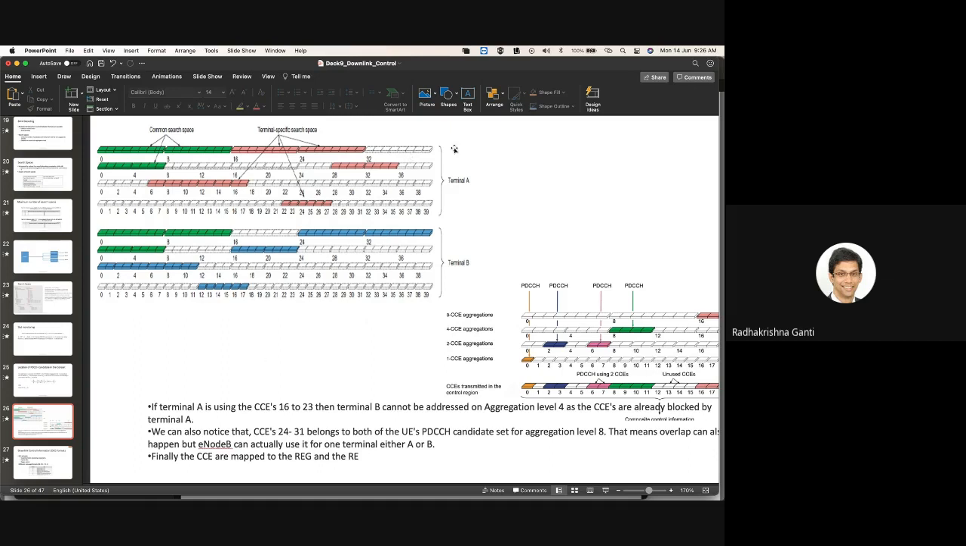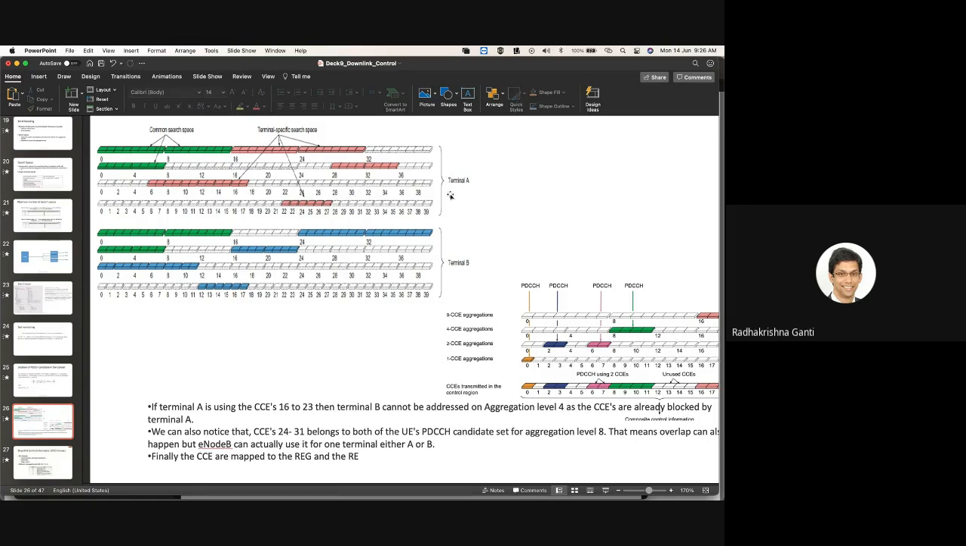There are two terminals, terminal A and terminal B. You can see this is the same physical resources, what we think of as the core set now. But what you can see is that there are different aggregation levels with different search spaces. There's something called common search space, and there's a UE-specific search space. This is a little bit different from NR, but just to give an idea. On the top is the 8 aggregation level, next is the 4 aggregation level, 2 aggregation level, 1 aggregation level.